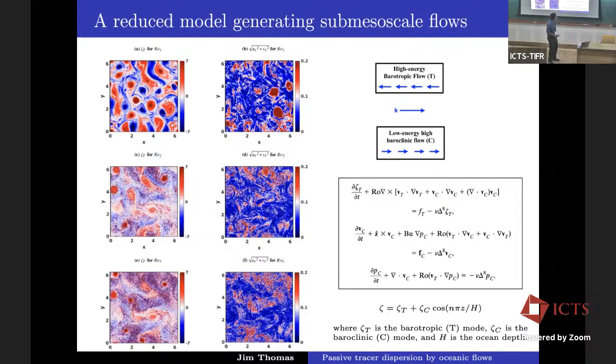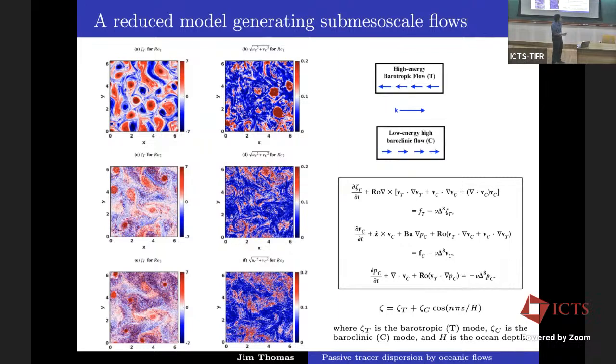This is a model that can generate both mesoscale and submesoscale-like flows. We get this model by projecting the Boussinesq equations. Earlier in this talk, you saw the Boussinesq equations. If you take them and project them onto two Fourier modes in the vertical direction, I'm projecting them on the zeroth Fourier mode in the vertical direction and a particular Fourier mode in the vertical direction that represents the dominant variability. So we're projecting all the variables on two modes.